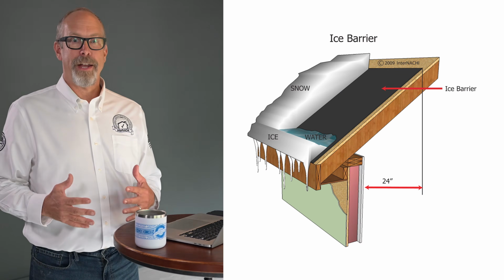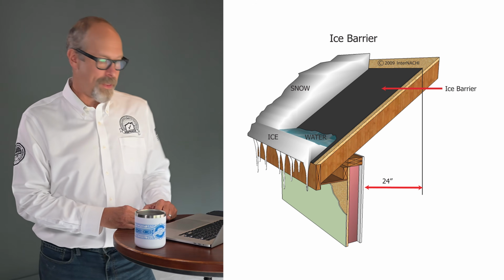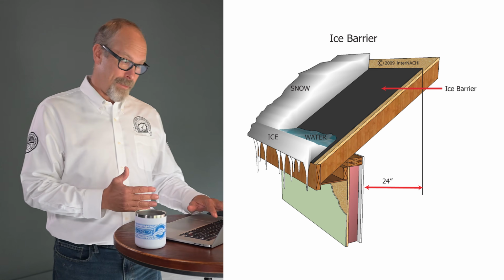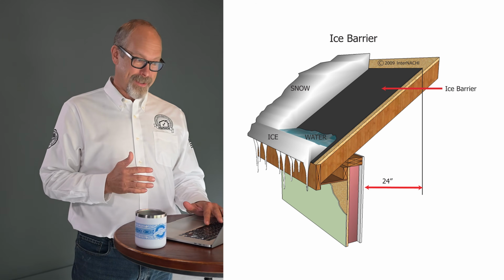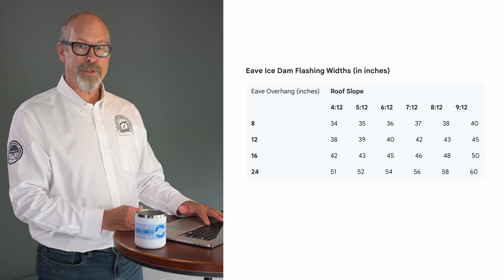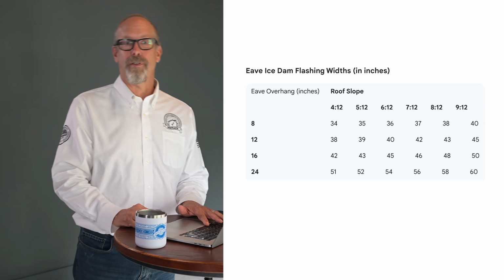Ice barriers provide secondary defense against water intrusion by covering the roof deck with an impermeable layer. The barrier must extend from the eaves at least 24 inches inside the exterior wall line. Here's the critical calculation. That 24-inch horizontal distance changes based on roof slope. So a single 36-inch rule often isn't sufficient. There's a table that shows you need wider materials for steeper slopes and larger overhangs.